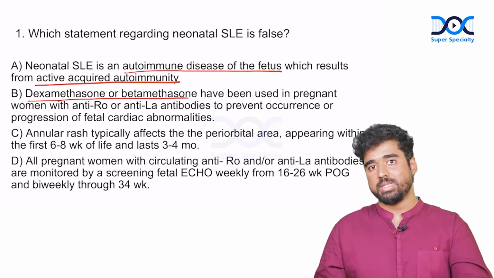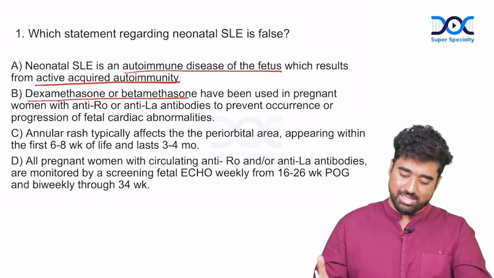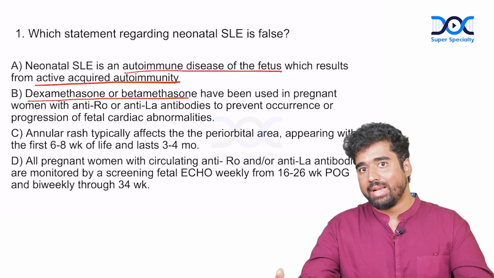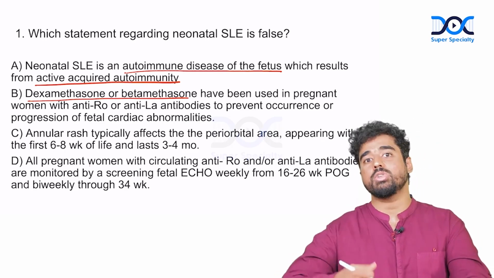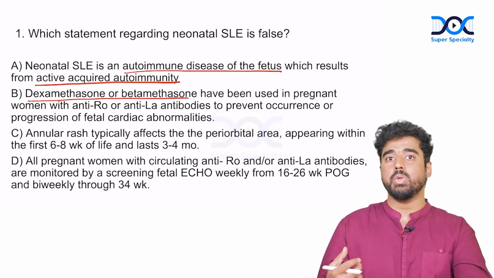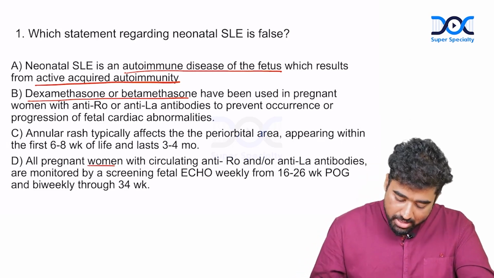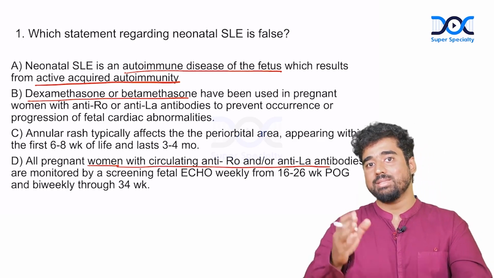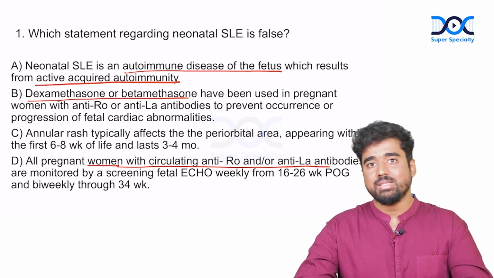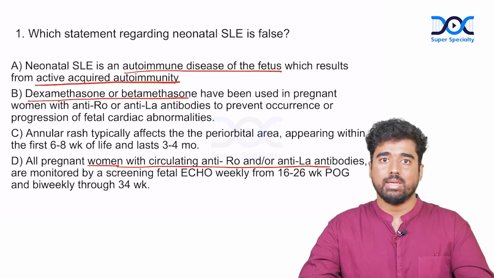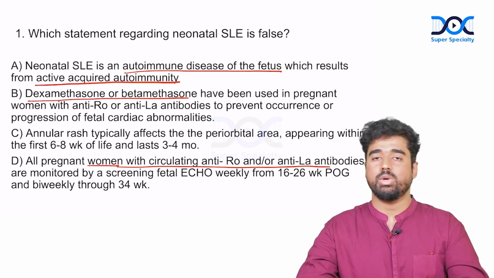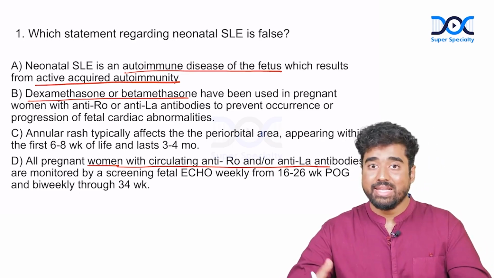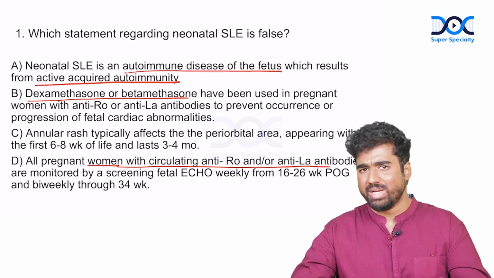Then you have the fourth option, that is a very important concept to know. Whenever you have women or mothers with anti-Ro, anti-La antibodies, these are the harbingers or the main antibodies involved with neonatal lupus erythematosus. So women or mothers with circulating anti-Ro, anti-La antibodies are monitored by screening echo from at least 18 weeks up to 24 weeks according to some recommendations, 26 weeks according to some. So at least 8 weeks across that time you have to do 8 echoes, that is weekly echoes from at least 18 to 26 weeks.